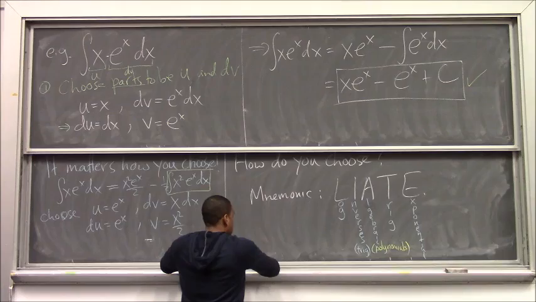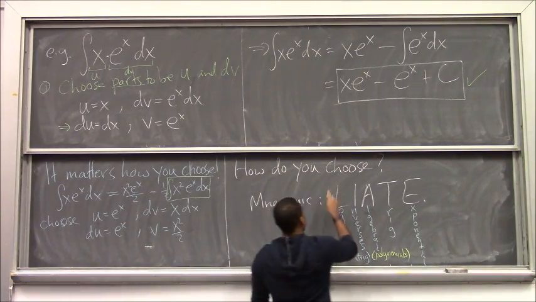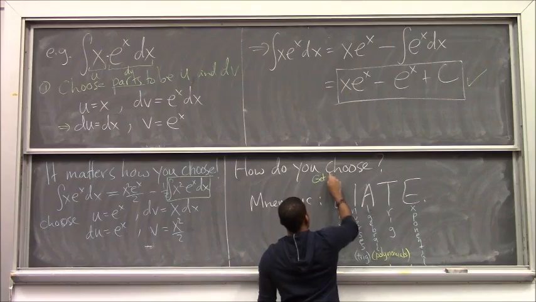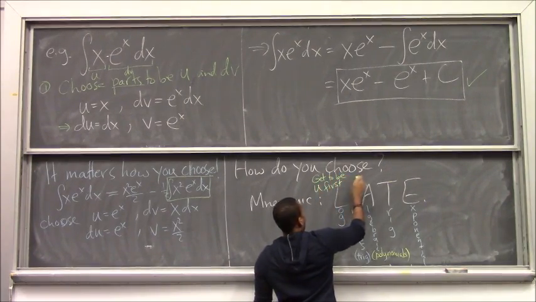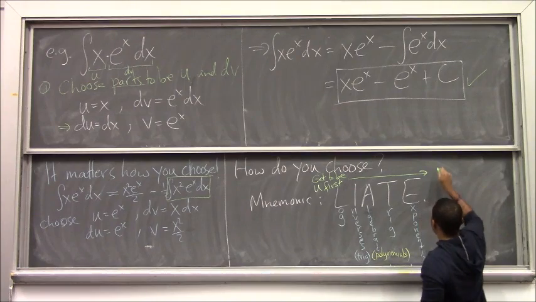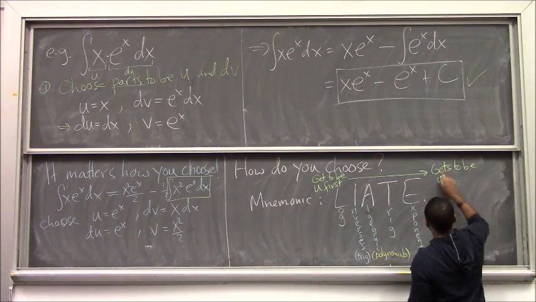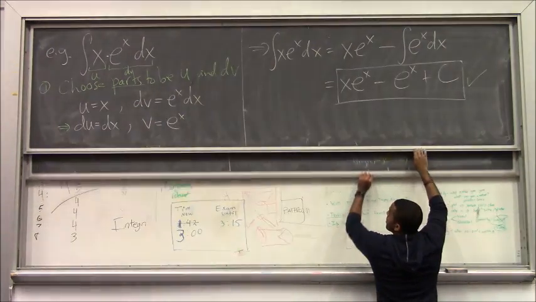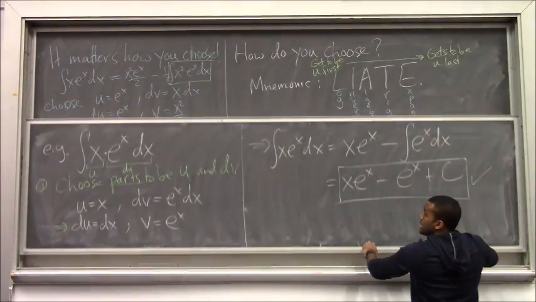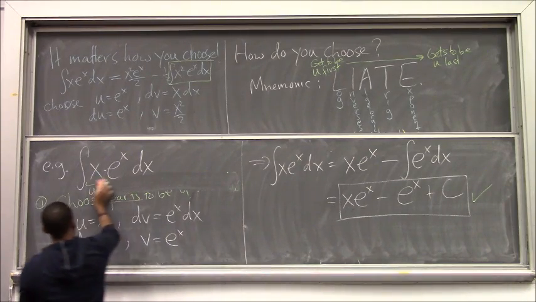Now, what that means is the guys in the beginning get to be u first. All the way down as you go along gets to be u last. So, by using LIATE, you will see that these were indeed the right choices.